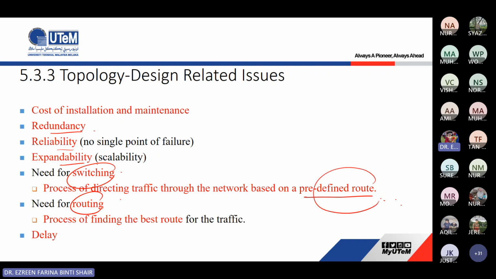Routing is the process of finding the best route. So it's different. For switching, you already have the predefined route. For routing, you will find the best route to be used. And also the last one, you need to consider the delay. Then only can you decide which topology is best to use for your network system.